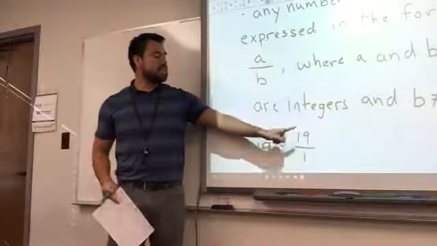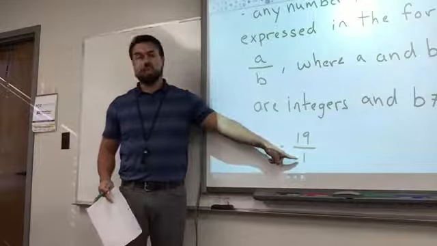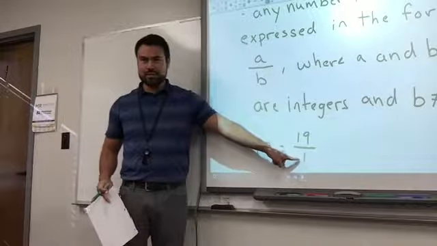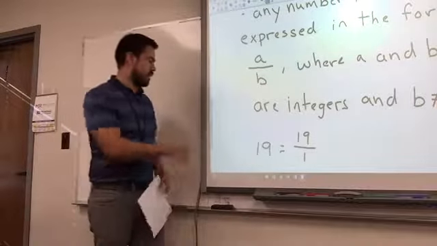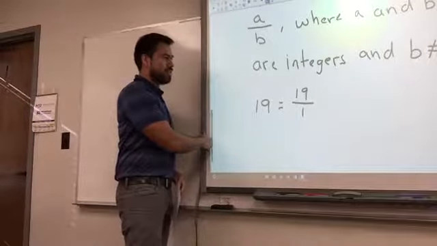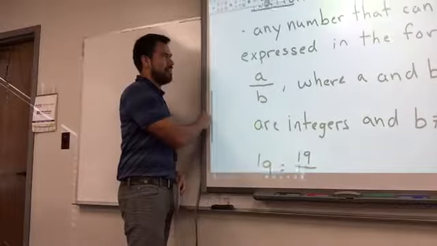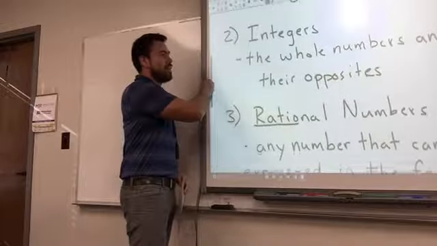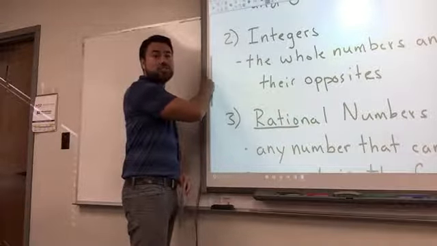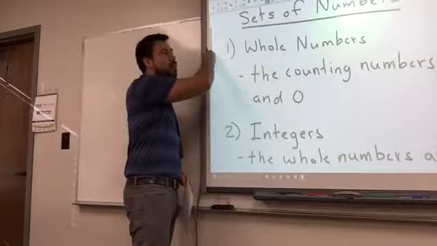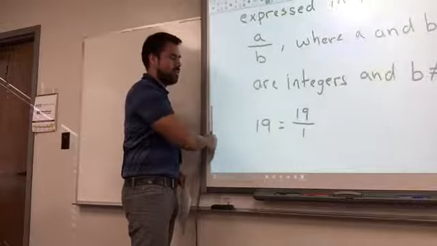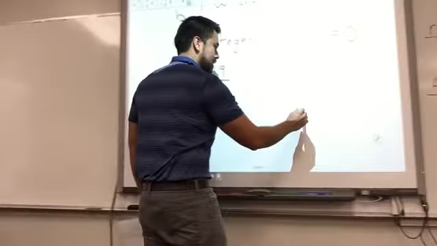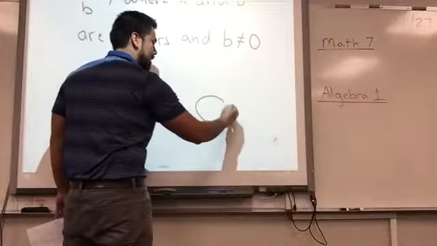Okay, are 19 and 1 integers? Yes. Is 1 equal to 0? Is that a rational number? Yes. All right? So, let me give you this little hint. All integers are rational. All whole numbers are rational numbers. So, let's draw a little diagram. Nope, 0 can also be. I'll show you how 0 works.